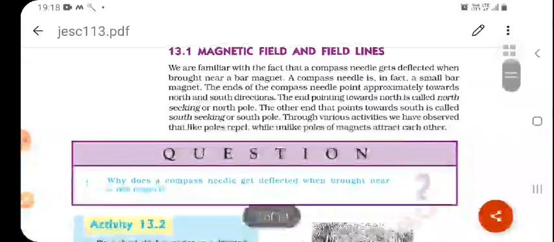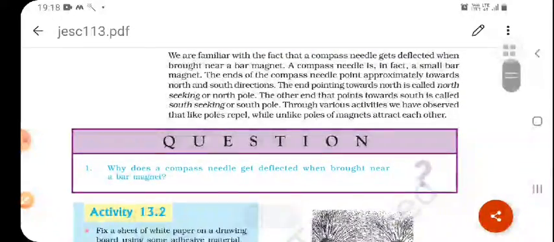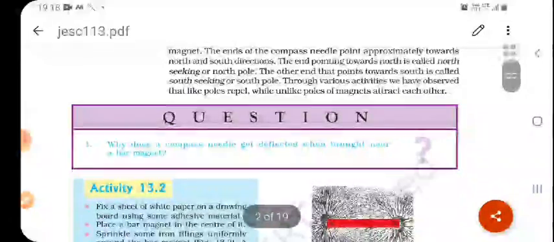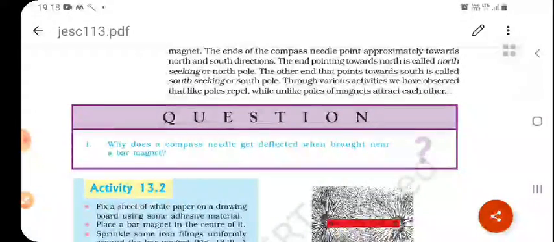Okay, through the various activities we have observed that like poles repel while unlike poles of a magnet attract each other, when we use the other magnets. Now, the two like poles, when we brought them together, will repel. And when we brought the unlike poles of the magnet towards each other, they will get attracted.